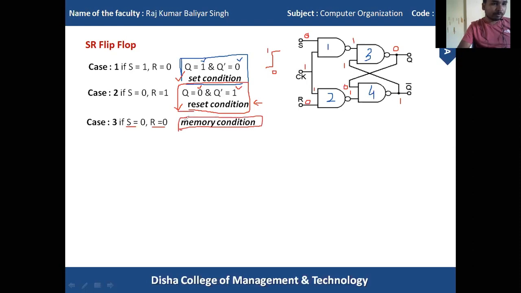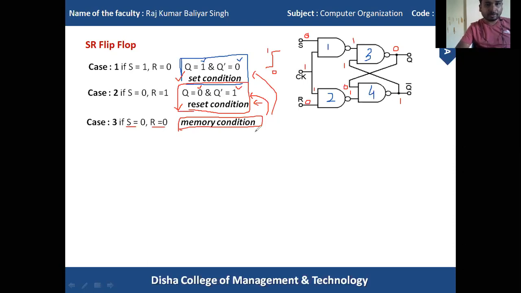Before the entry of S equals 0, R equals 0, we were evaluating the reset condition, so we obtain the reset condition. If we do the set operation, then we will retain the set condition when S equals 0 and R equals 0. So that is called the memory condition.